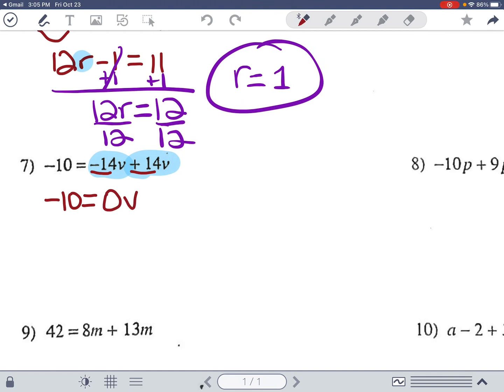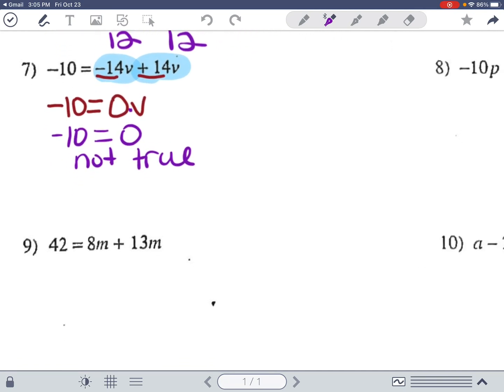0 times v, well this sounds weird, but 0 times v is just 0. And that is not a true statement. -10 does not equal 0. 0 times anything, if it's a variable, another number, doesn't matter, equals 0. This is a not true statement. Okay? So we'll just toss that one out.